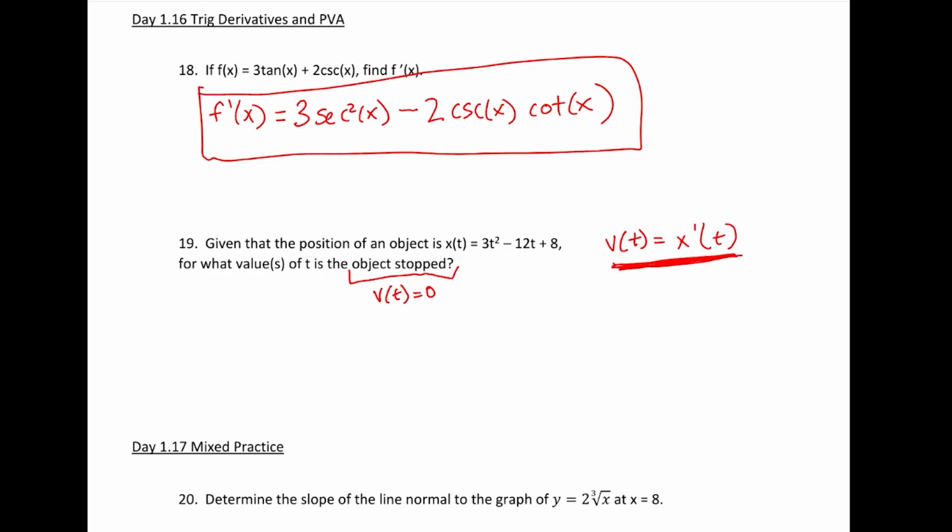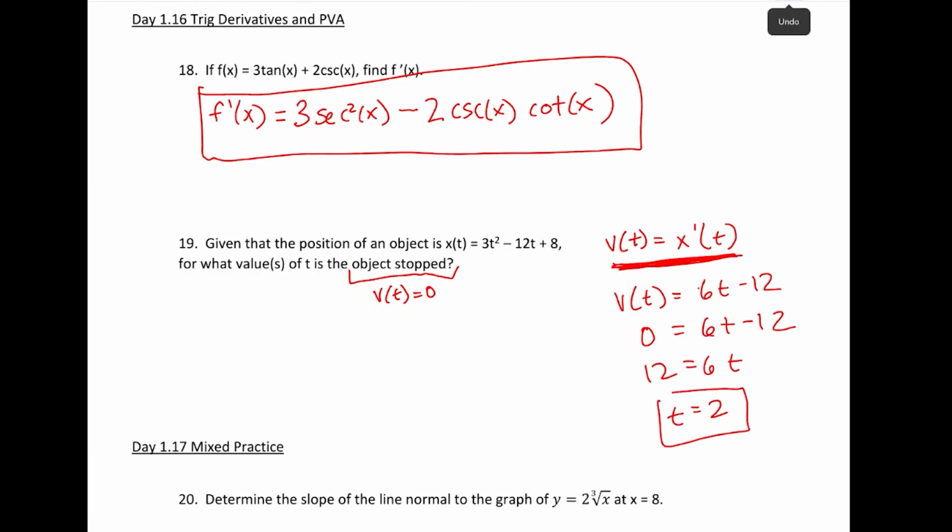So the velocity, which is the derivative of the position, is going to be 6t minus 12. And so if we want to know when it stopped, we're going to set that expression equal to 0. So we get 6t minus 12 equals 0. Then we're going to add 12 to both sides, divide both sides by 6, and we get t equals 2. Let's fix that box up a little bit. So it stopped at time equals 2.